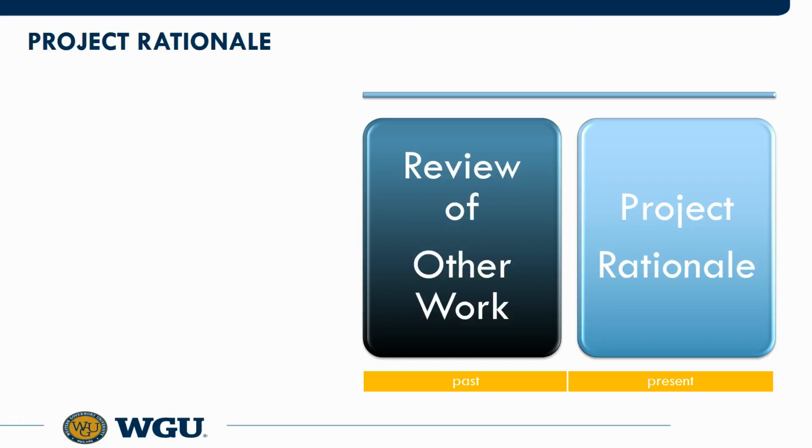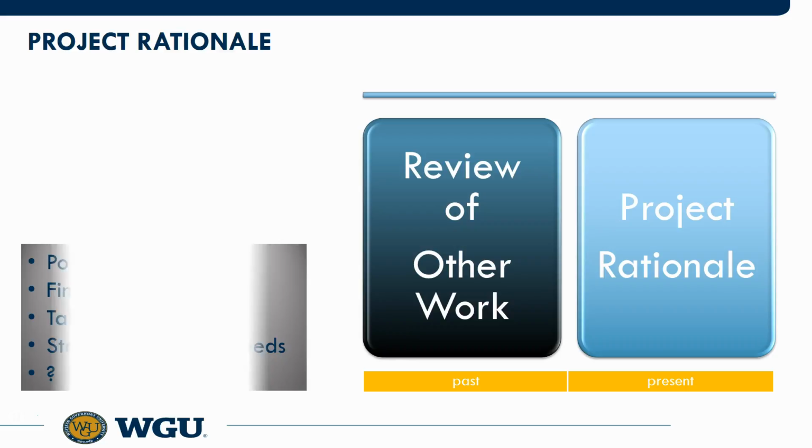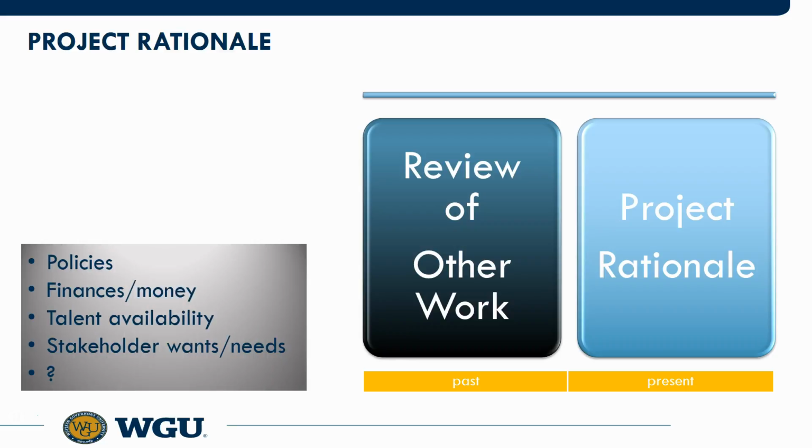Project rationale. If the review of other work is about the past, then one way to view the project rationale is that it represents the present. There are many things that might enter into the justification of a project. Some things that come to mind are policy changes, funding, talent availability, stakeholder wants and needs, and almost anything else, really. One thing to keep in mind here is the uninformed reader.